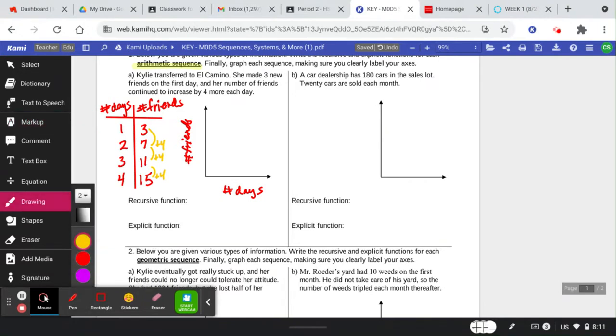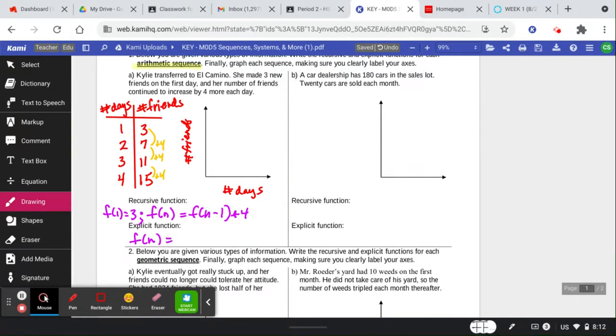And then let's go write that recursive. We'd say f of 1 is 3. On the first day, she made 3 friends. And then f of n equals f of n minus 1 plus 4 new friends each day. And the explicit begins with 3 friends, adding 4 friends each day after the first day.